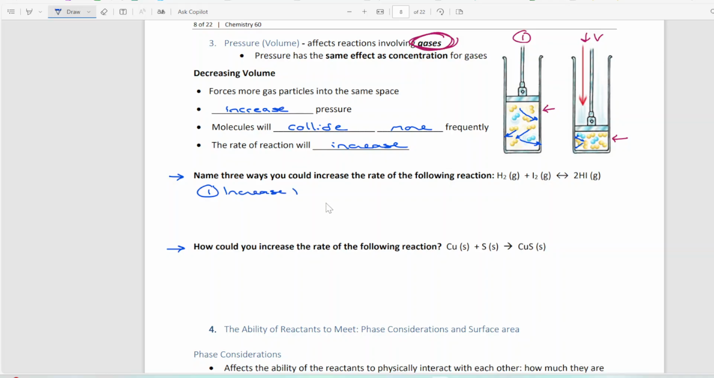Increasing temperature always increases the rate of reaction because you're increasing the average energy of the system. So more molecules have sufficient energy for a successful collision, and they're going to collide more frequently. So more energy and more collisions.